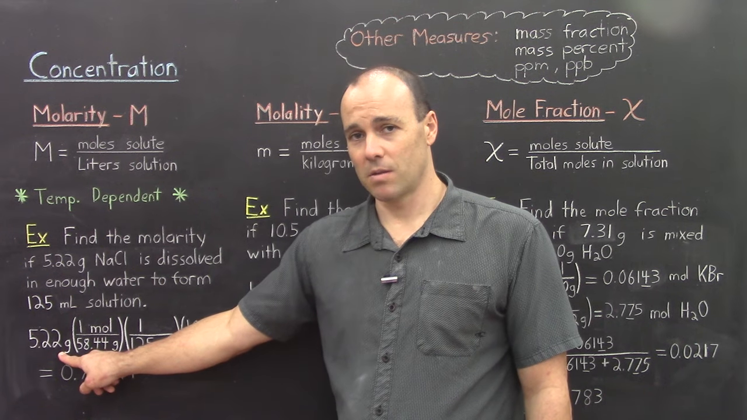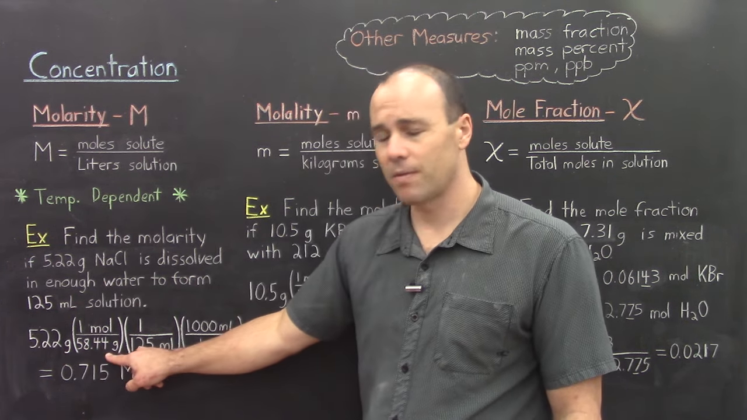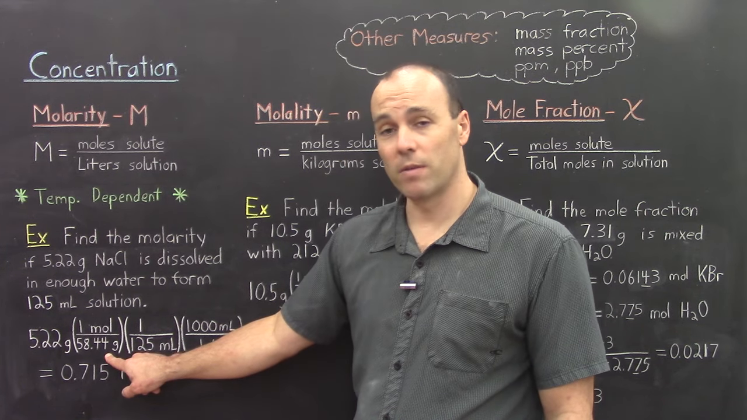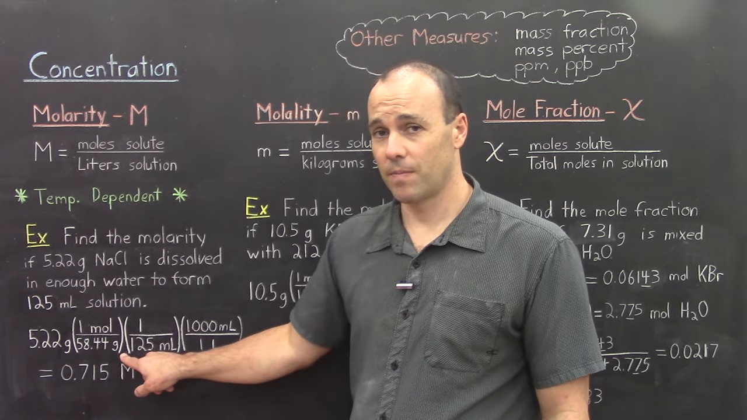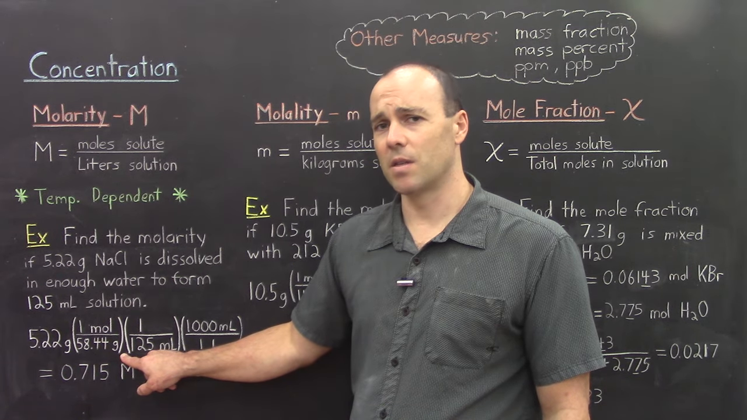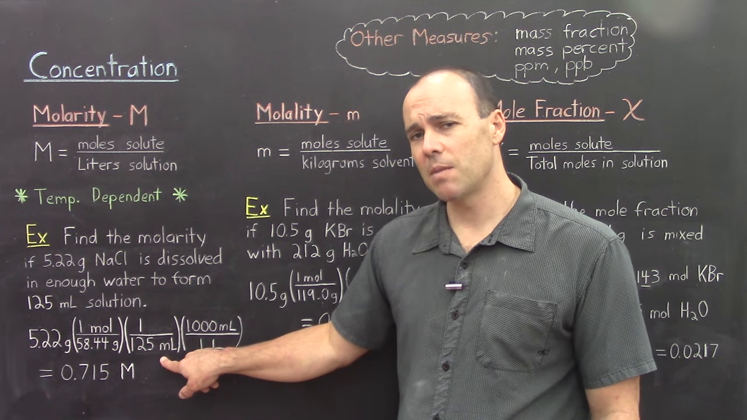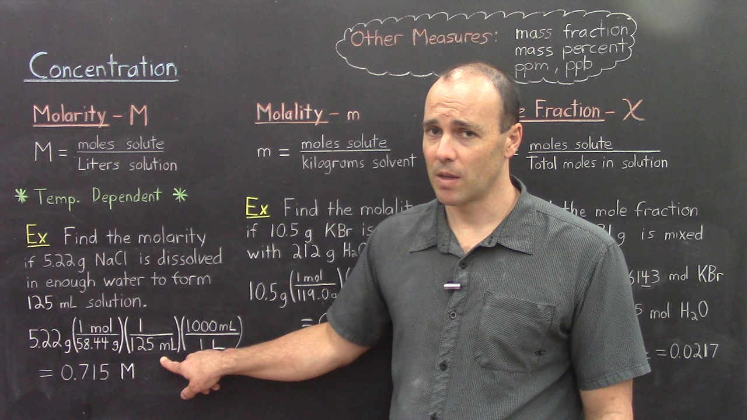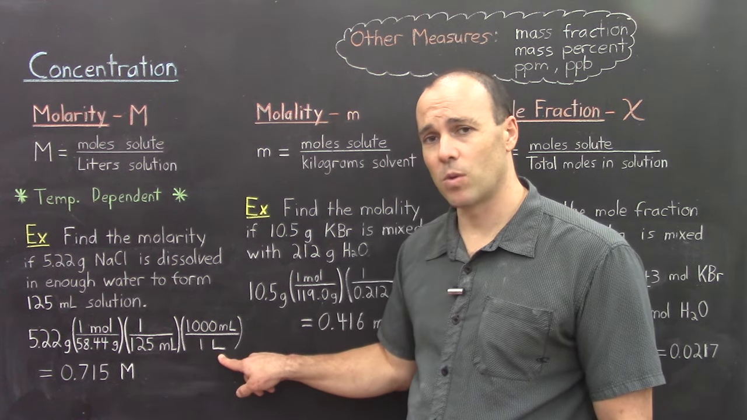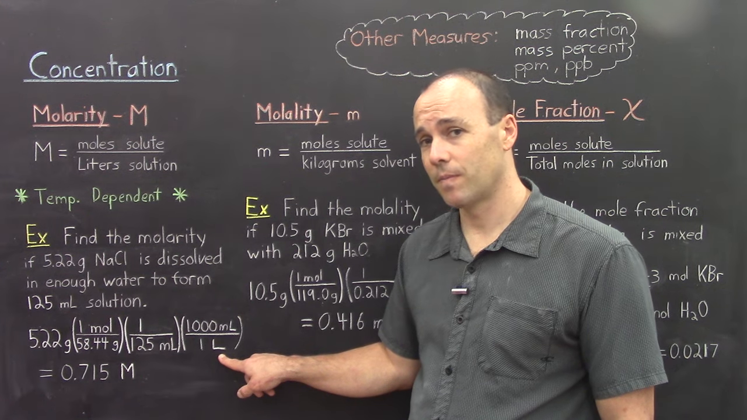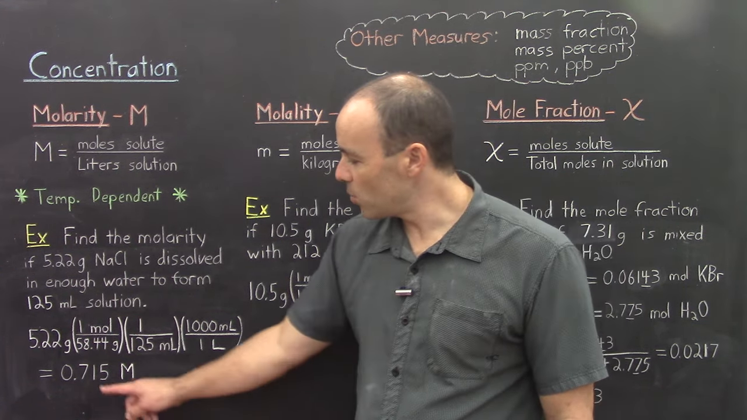Starting with the mass of the solute, 5.22 grams of sodium chloride, we convert that to moles using the following conversion factor, 1 mole over 58.44 grams. And if you do the calculation up to here, you have moles of sodium chloride. So we need to divide by the liters of solution. So the first thing we do is multiply by 1 over 125 milliliters. That's the same thing as dividing by the milliliters of solution. And we can change that unit in the denominator to liters by the last conversion factor, which is 1,000 milliliters over 1 liter. So doing the multiplication, you can check your units, you end up with moles per liter. And you get 0.715 molarity.